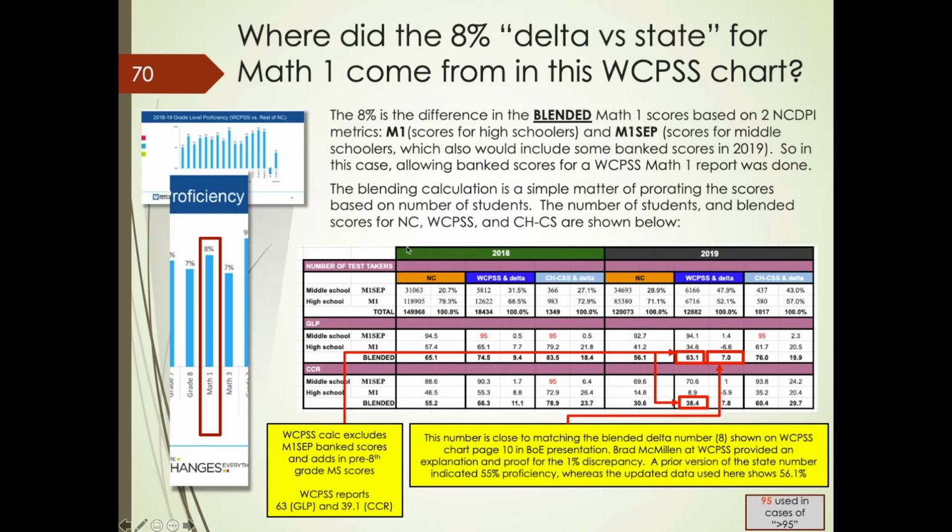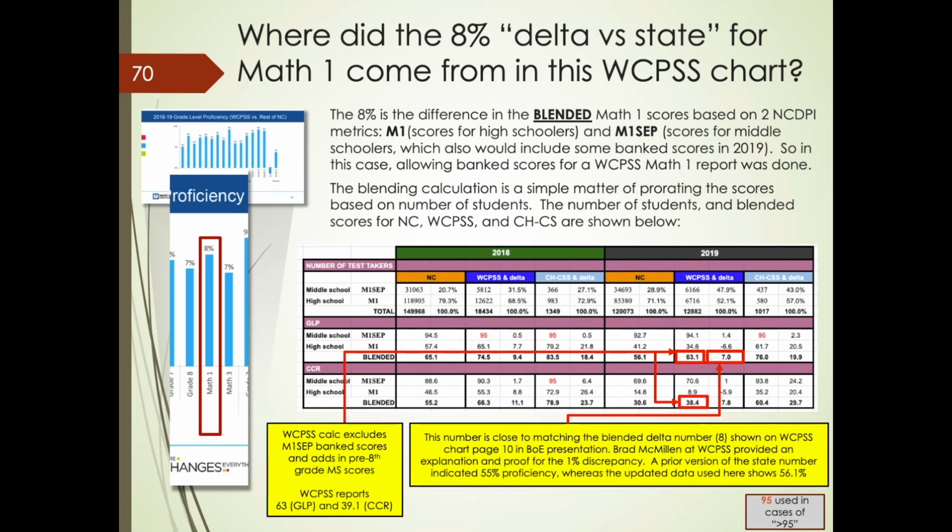And then with that information, that solves a mystery because I was slightly off on my comparisons, my calculations of the blended score, because I was just using M1 SEP and M1 together without alteration, whereas Wake County is taking the M1 SEP and then subtracting out the bank scores and adding in the pre-8th grade middle school scores. So the result of that is a slight variation, at least for 2019. They came up with, we're pretty equivalent on the GLP, 63 and 63.1, but then on the CCR, I calculated 38.4, they calculated 39.1.